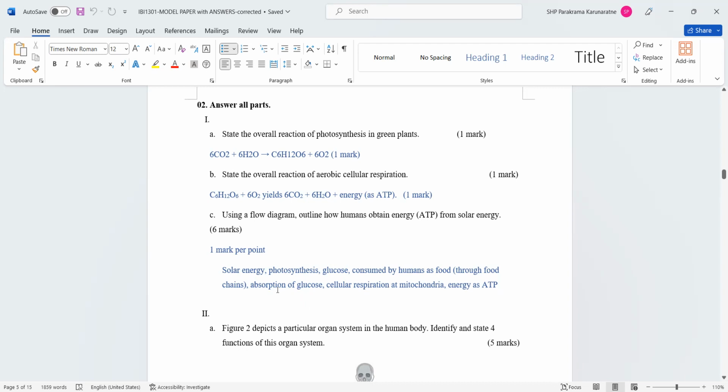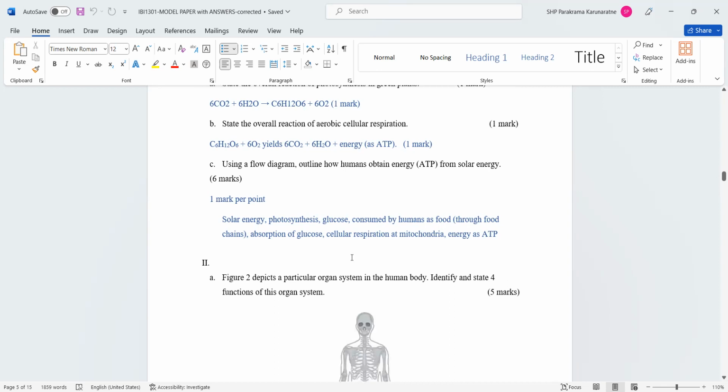Glucose comes to the human, and through the digestive system, it breaks down this material, absorbs it, and gets glucose. In our cells, through cellular respiration at the mitochondria, we break down this glucose molecule into carbon dioxide and water and get the energy. Here the energy is released as ATP, right? So this is the story you have to write in simple language. If you put arrows and make a flow outline, that is enough, right?